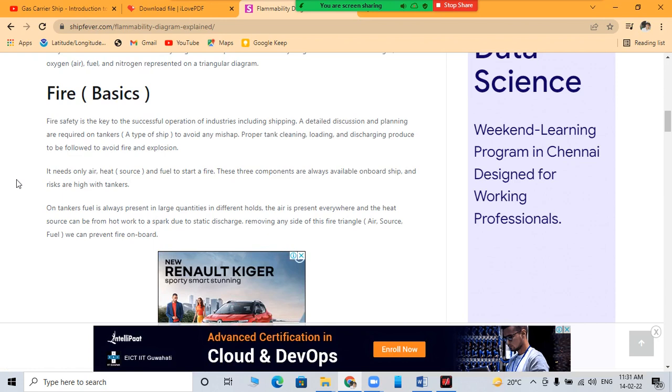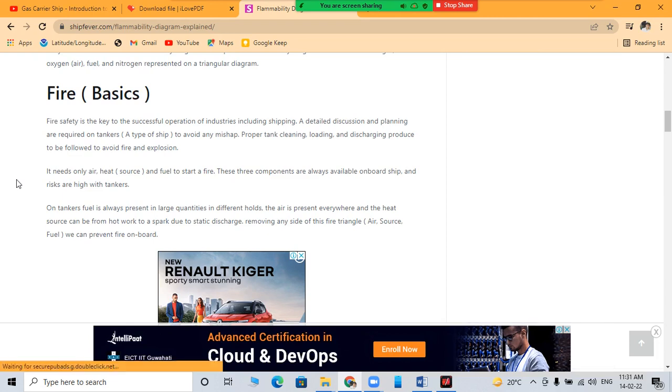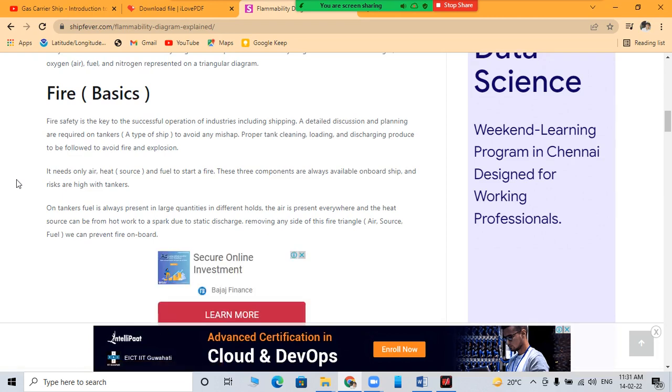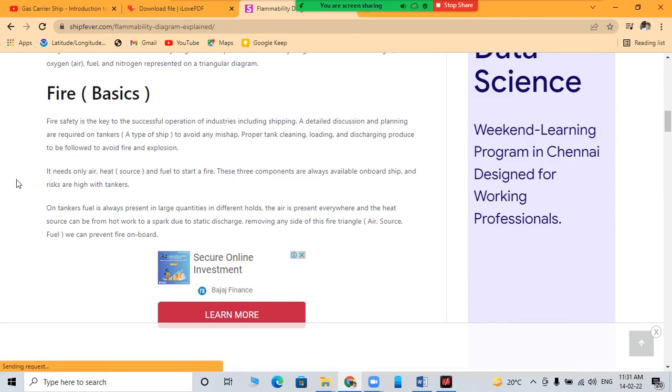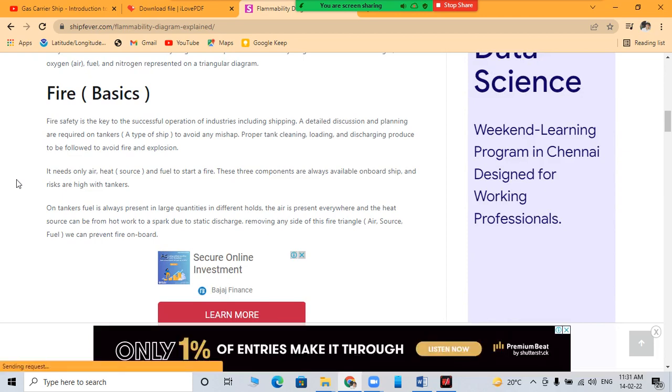On tankers, fuel is always present in large quantity in different holds, and air is present everywhere, and the heat source can be from hot work to a spark due to static discharge. By removing any side of this fire triangle, air, source, or fuel, we can prevent fire on board. So basically, the fire triangle shows how a fire can occur and the reason behind a fire occurring anywhere.